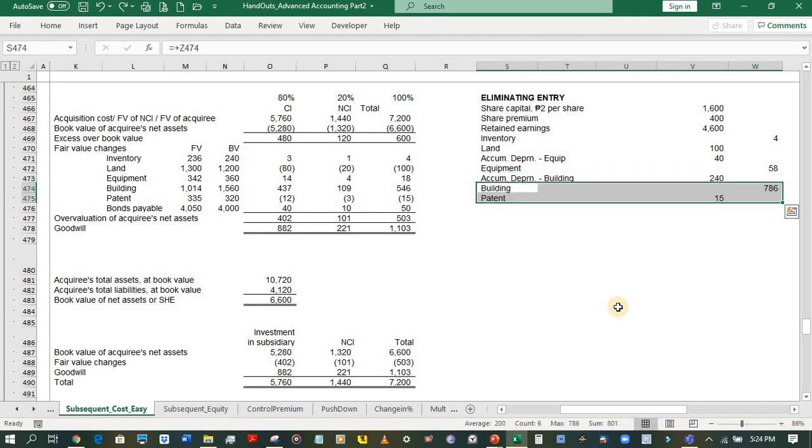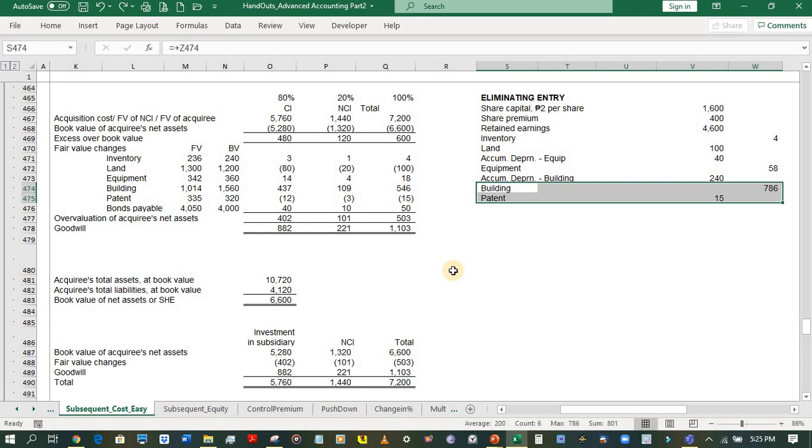Next is the patent. So patent must be increased from 320 to 335 for 15 pesos. That is why patent is debited. Then for bonds payable, the bonds payable must be increased to 4,050 pesos, which is an increase by 50 pesos. So for bonds payable, there should be a credited amount.